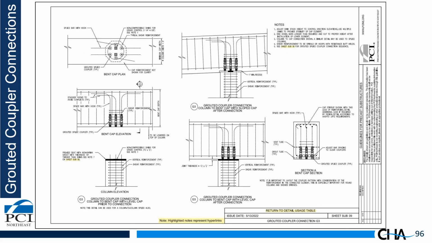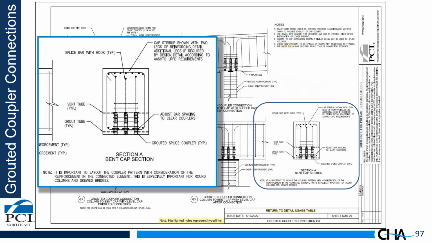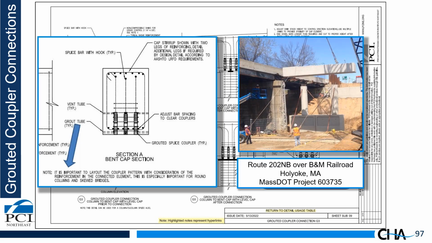This sheet now shows grouted coupler connections for pier caps. The first one, we'll take a look at the one in the lower right. And the key thing I want to point out here is that it's very important to lay out the couplers in consideration of the reinforcing in the cap. You may have to move the bars around in the cap to get around these couplers, so it's something that really should be done. On the right, we've got a nice photo of a precast cap being installed. This is in Holyoke, Massachusetts for a MassDOT project that was built using grouted couplers.